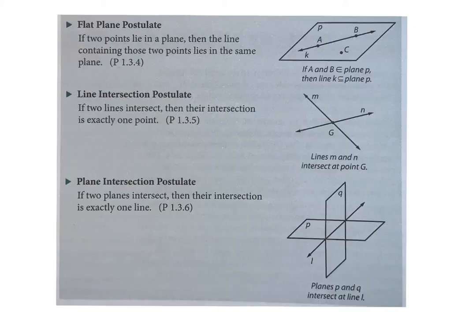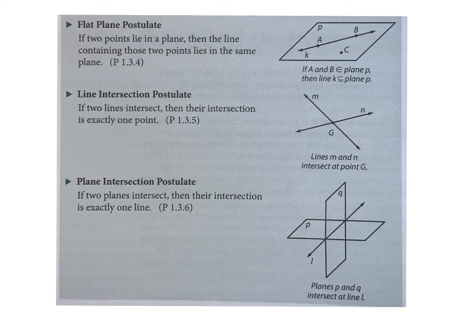Let's look at the next 3. Flat plane postulate. If 2 points lie in a plane, then the line containing those points lies in the same plane. This is pretty straightforward. If I have this particular piece of paper and I have 2 points on the paper, I would draw a line. That would also be on the paper, right? It's not like my line would go off the paper.